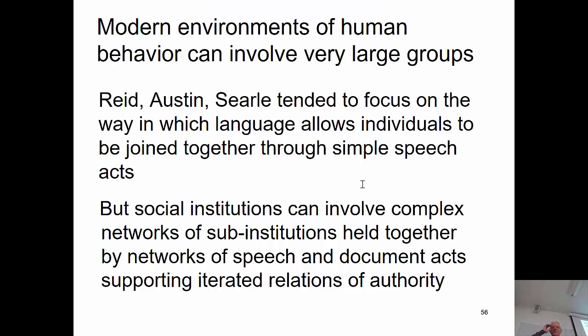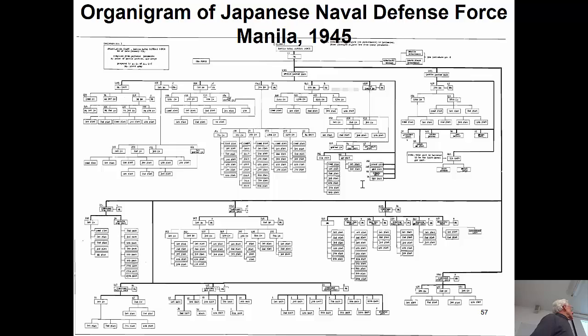All right, so Austin and Searle focused on the way language allows individuals to be joined together through simple speech acts. But we now have much more complicated networks where people are joined together not just by speech acts, but also by document acts, things like contracts and military plans. They can be joined together in very large organizations. And these organizations exist because there are many, many small sub-organizations which are joined together by simple speech acts.